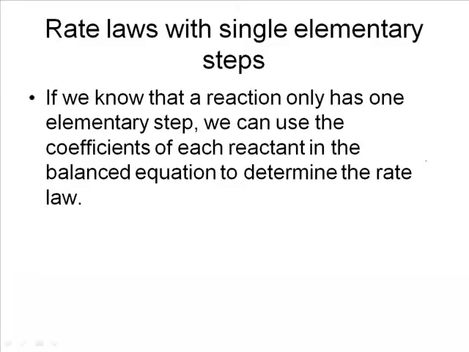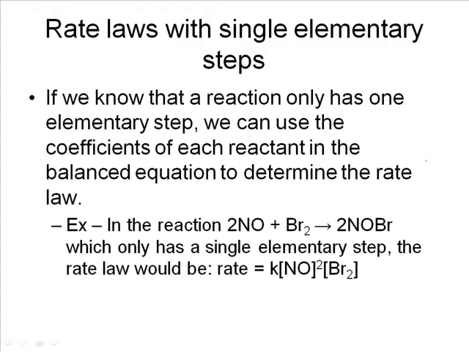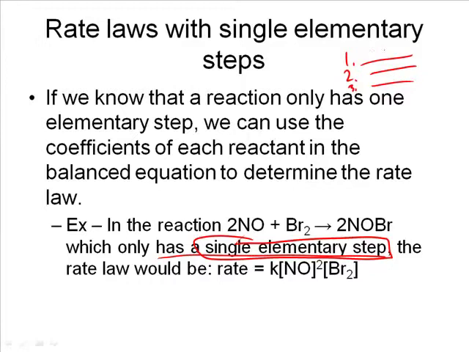Now, if we know that a reaction only has one elementary step, we can use the coefficients of each reactant in the balanced equation to determine the rate law. We just did that. So, for example, in the reaction 2NO plus Br2, and here's the important part, which only has a single elementary step, and they would have to tell you that. They would either have to say that, or show step 1, step 2, step 3, and so forth, and those would be your elementary steps, and you could write the rate laws of those. But because they tell us it's a single elementary step, we know there are two NOs, so it's NO squared, and there's one Br2, so it's just Br2.